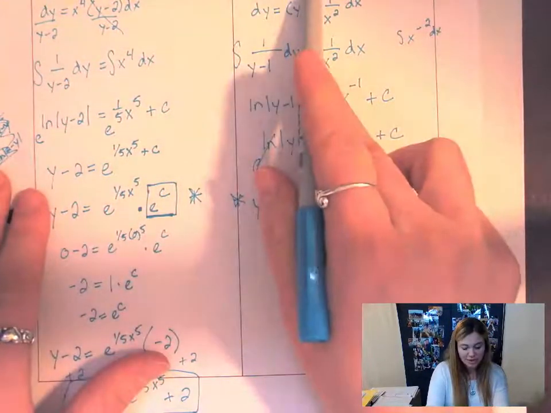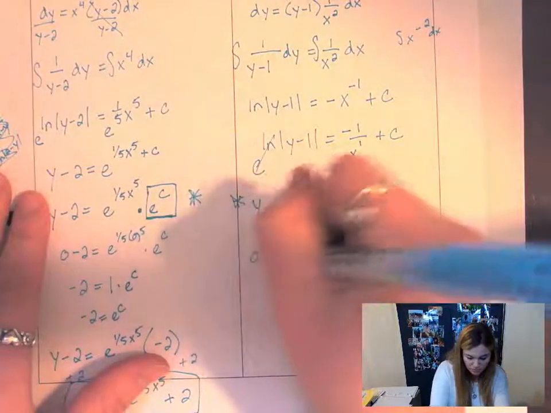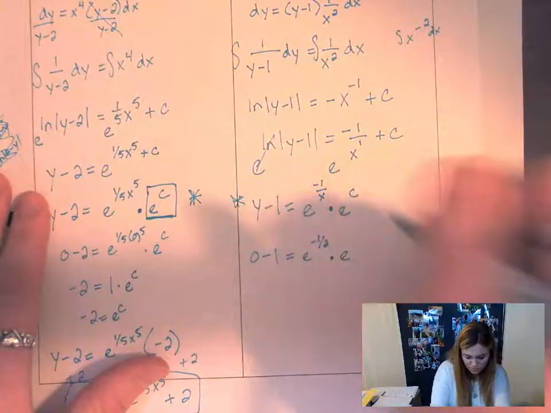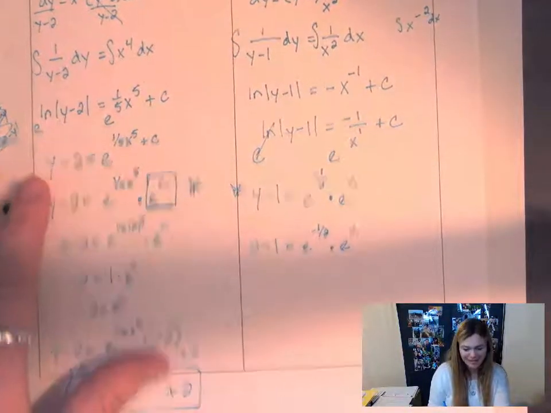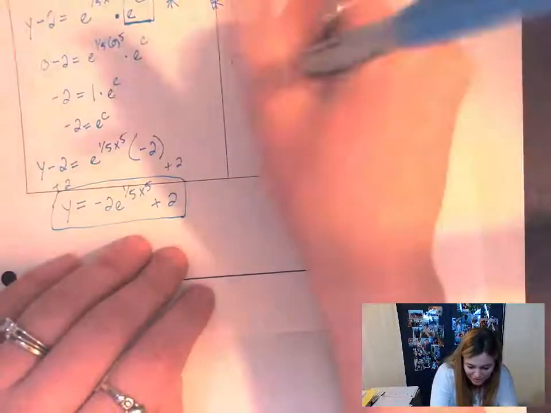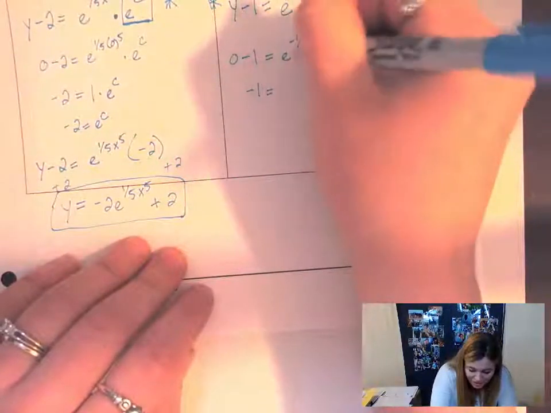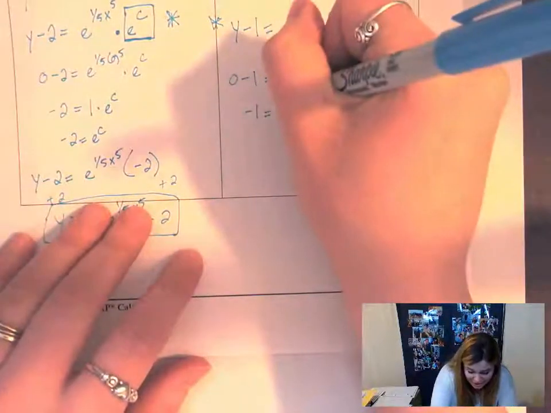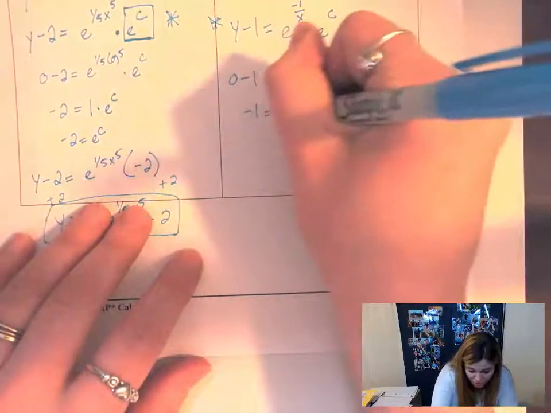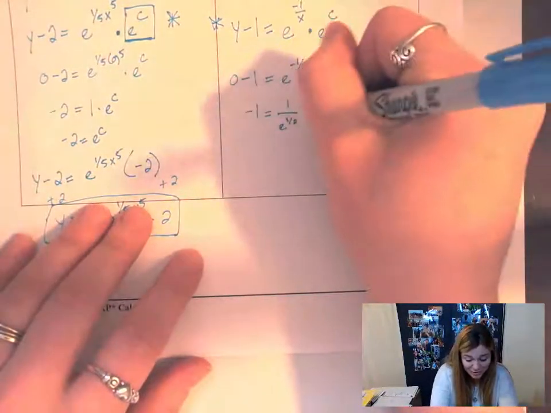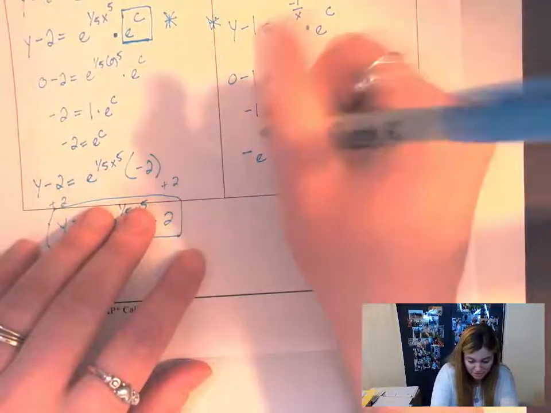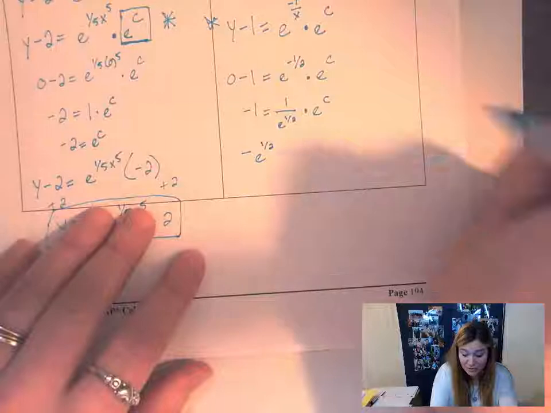Now I can substitute in x is 2, y is 0. And this is where it gets a little bit tricky, but it's okay, bear with me. This would be the same thing as negative 1 is equal to e to the negative 1/2, which is the same thing as 1 over e to the 1/2, or you could say 1 over the square root of e. There's lots of different ways to say this. To get this to the other side, I'm multiplying both sides. Negative e to the 1/2, also known as negative square root of e.